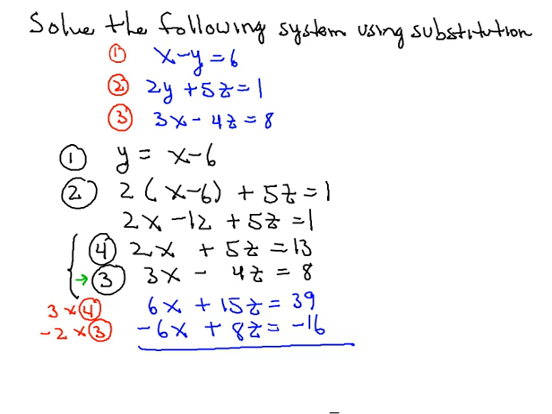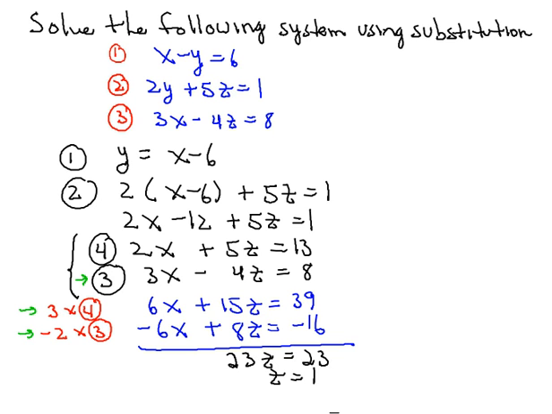And in this case, using elimination I think will be easiest. So I'm going to choose to eliminate the x variables. I'm going to do that by multiplying equation 4 by 3 and equation 3 by negative 2. And you can see the results here in blue. That will end up then with 6x plus 15z is equal to 39, and negative 6x plus 8z is equal to negative 16. And if we add the two equations, we'll end up then with 23z is equal to 23, or z then is equal to 1.